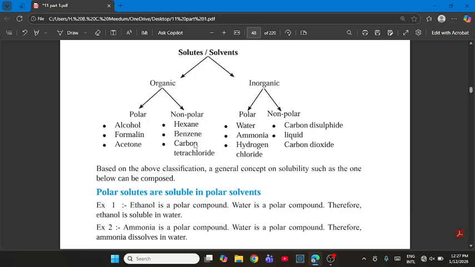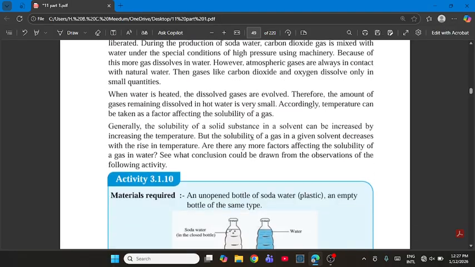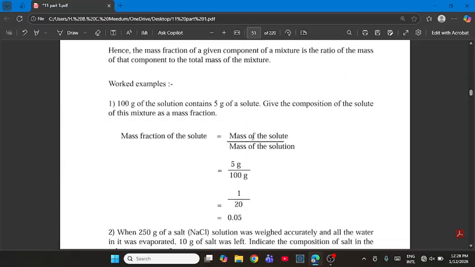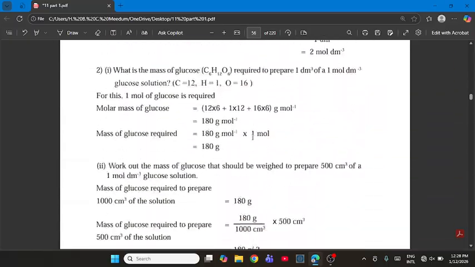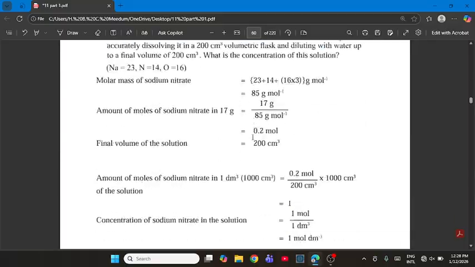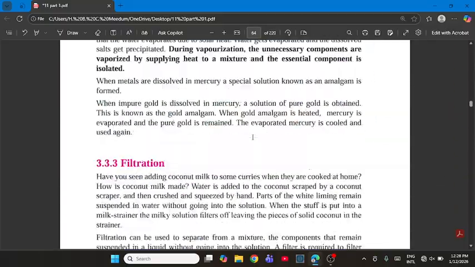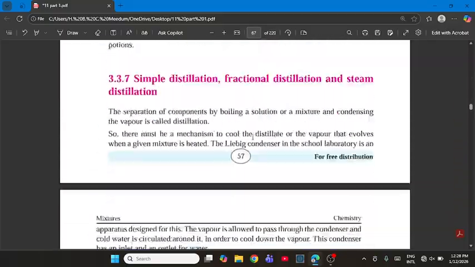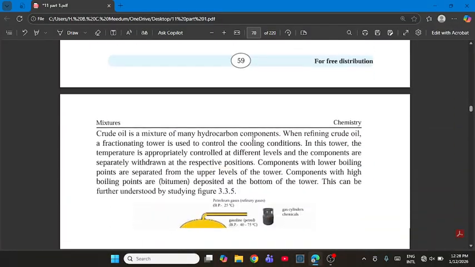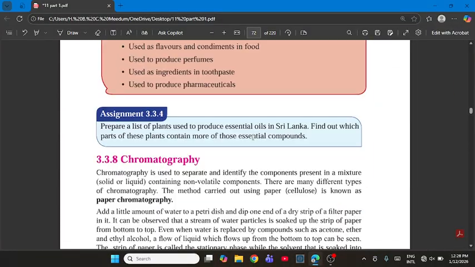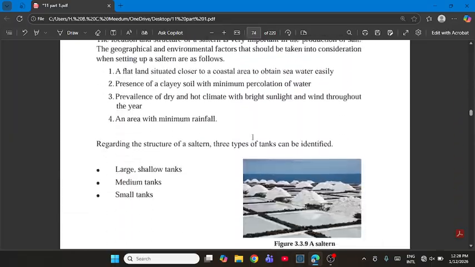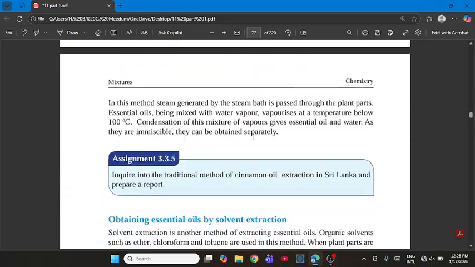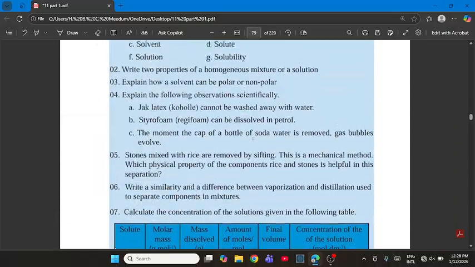Solutes, solvents, for both organic and inorganic. For organic, polar, non-polar. For inorganic, polar, non-polar. So I'm going to discuss these things with you later, and then we have to do some little questions here. This lesson is very easy, and this is the basics. You need to understand this one, and this is a very nice lesson.